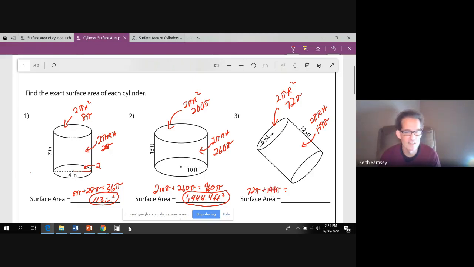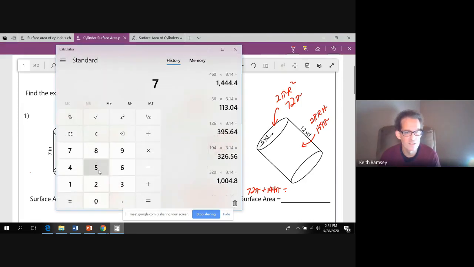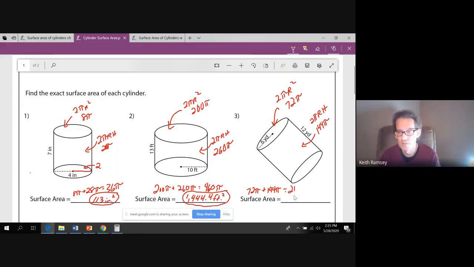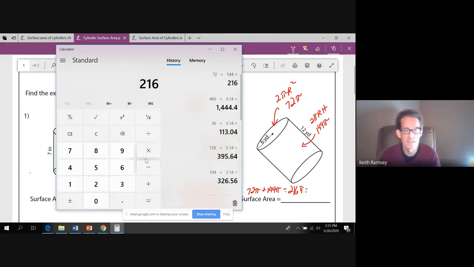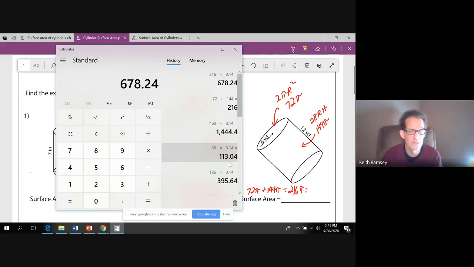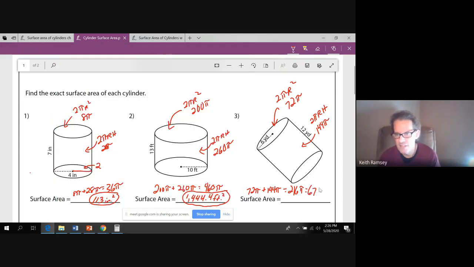Let's find out what that is. I have 72 plus 144. That's going to equal 216 pi. And then I'm going to multiply that times 3.14. That's what pi is. And I get a surface area of 678.24. We'll just round that to 678.2 square yards for number 3.